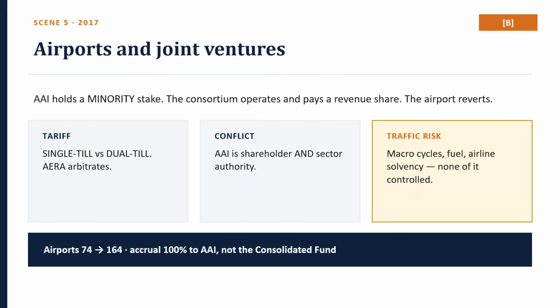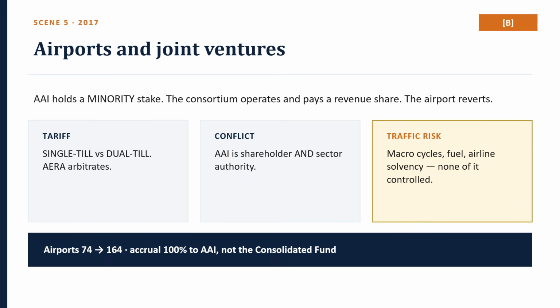The 2017 question, a 10 marker: examine the developments of airports in India through joint ventures under the public private partnership model. What are the challenges faced by the authorities in this regard? This is the question asked in 2017.